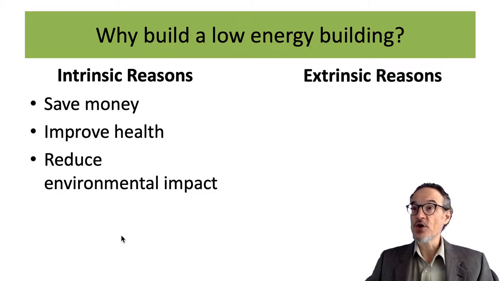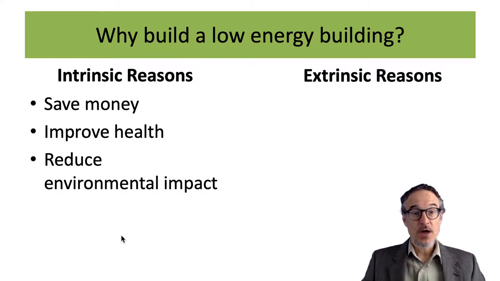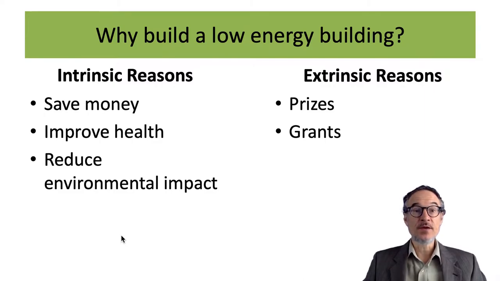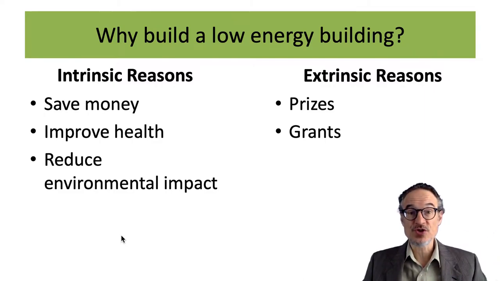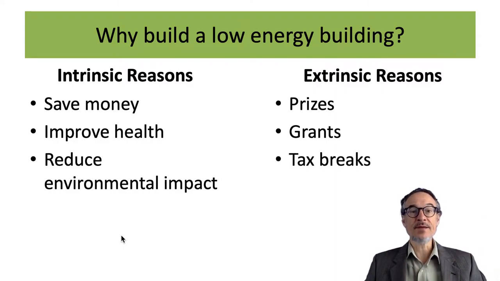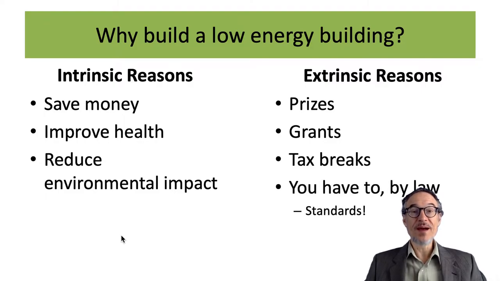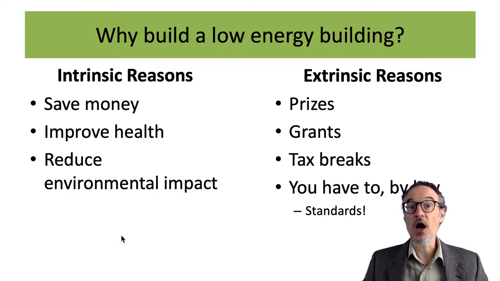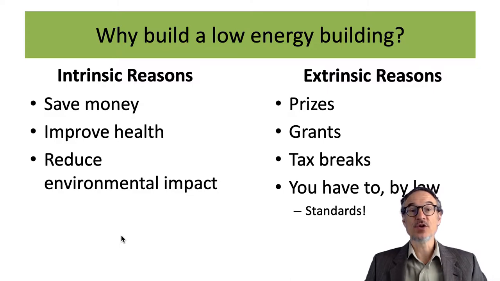There are also what are called extrinsic reasons. These are reasons from outside that we might want to build a low energy building. For example, there may be prizes for making a low energy building. There may be grants, so the government or somebody may give us some money to try and build a low energy building. There may be tax. We may pay lower tax if we build a low energy building. Or there may be a reason by law that you have to build a low energy building. And these are called standards.